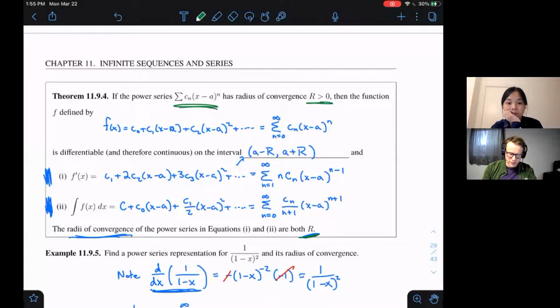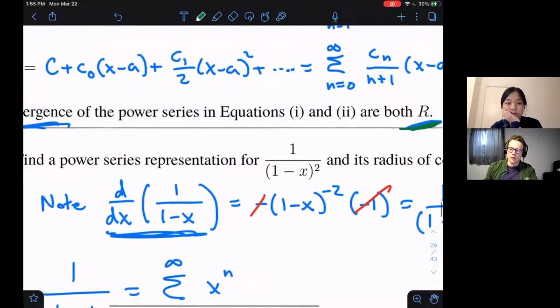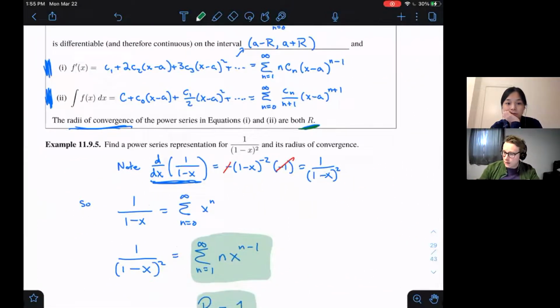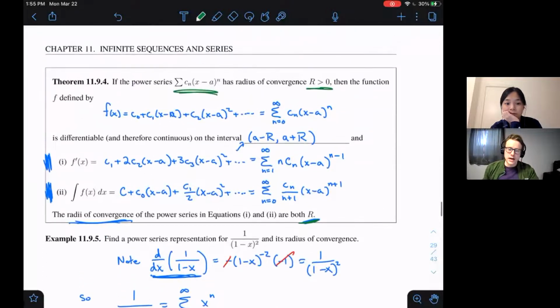this. So for instance, we have here the 1 over quantity 1 minus x squared. And so by taking the derivative of our original power series here, this 1 over 1 minus x, we can see that we can actually create a power series for this new function here. And this theorem right here goes on to say that if you take the derivative or if you take the integral, first of all, that's a legitimate thing to do. And second of all, your radius of convergence doesn't change.